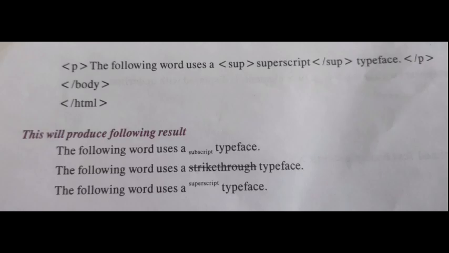So now you can view the result of that program. Can you find the subscript, that is below the normal sentence? Next, strike, it comes in a striked format. Next is superscript, it comes above the normal text. So these are the three tags used in HTML: subscript, strike and superscript. Are you clear with all this?